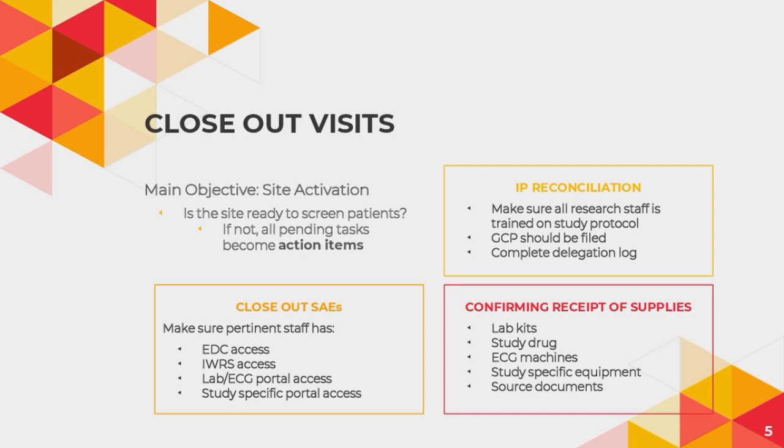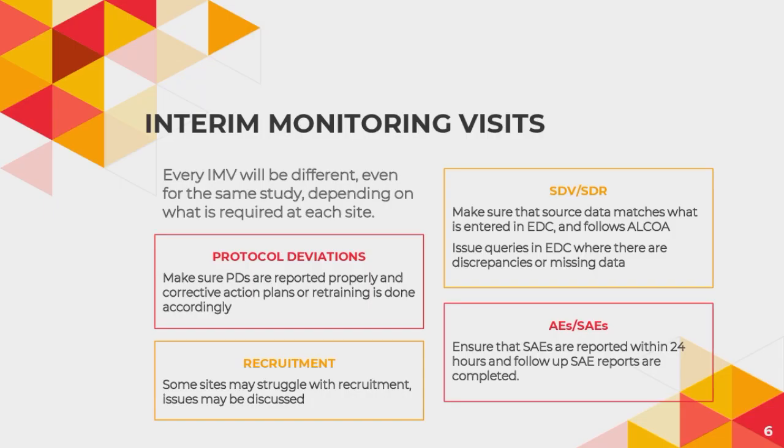No, IP reconciliation is totally different. With IP reconciliation, you're making sure that all IP is accounted for, and that it is either destroyed or returned to the sponsor or the appropriate vendor. And then the lab kits, you make sure they're destroyed. You make sure any equipment that needs to be returned is returned. Those are the important things. And also SAEs. You're making sure that the SAEs have been closed out. And again, you're provided with a template that you follow.